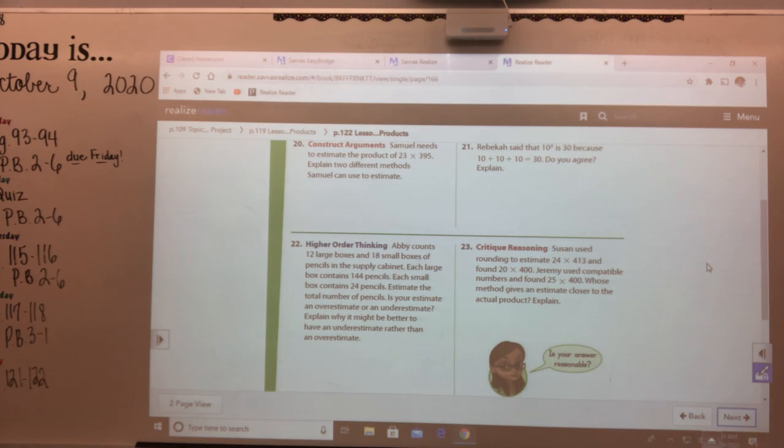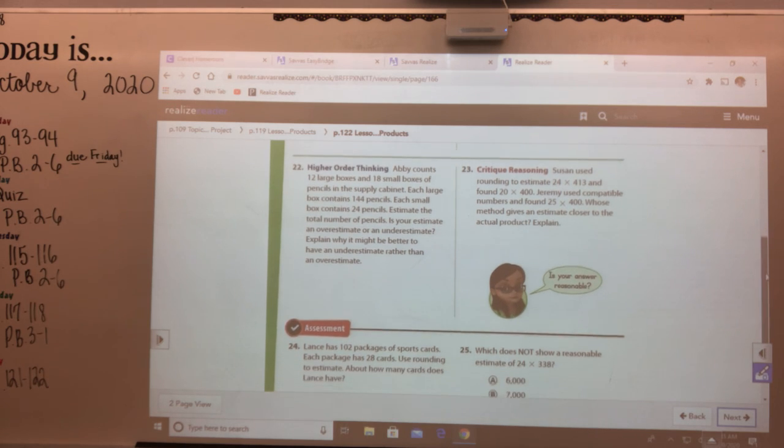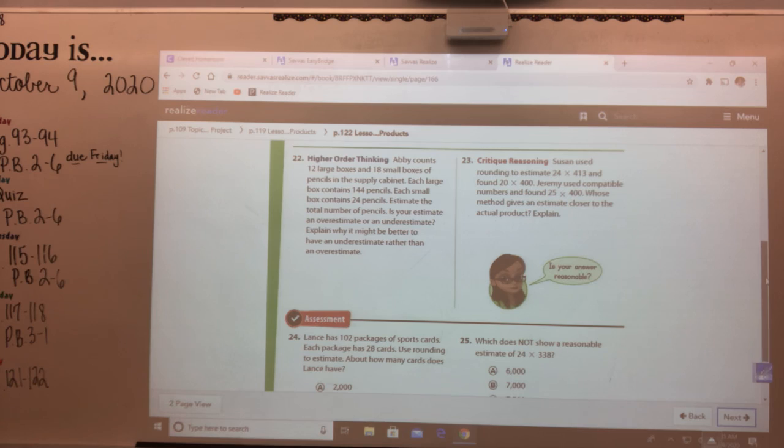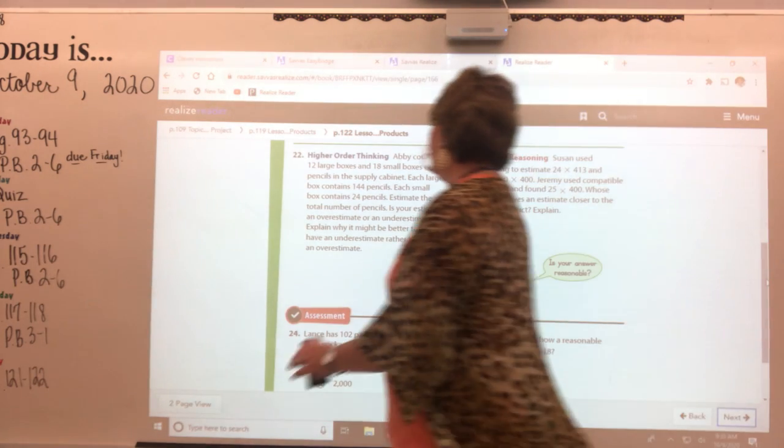Number 22. Abby counts 12 large boxes and 18 small boxes of pencils in the supply cabinet. Each large box contains 144 pencils. Each small box contains 24 pencils. Estimate the total number of pencils.